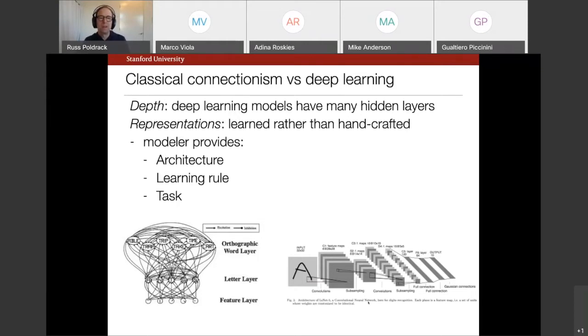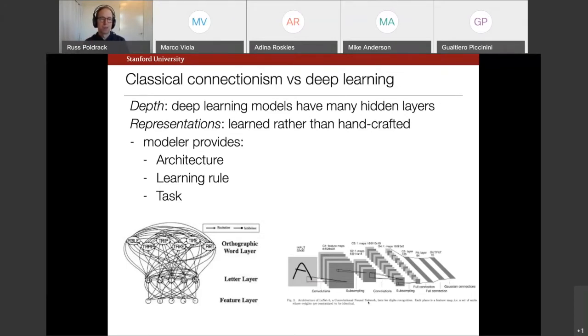But the fundamental difference, the real thing that has changed the game for why deep learning is so effective, is the fact that deep learning networks actually learn their representations, as opposed to the examples from classic connectionist models, where usually the representations were handcrafted and built in by the modeler. So in classical connectionism, the modeler provided the representations.